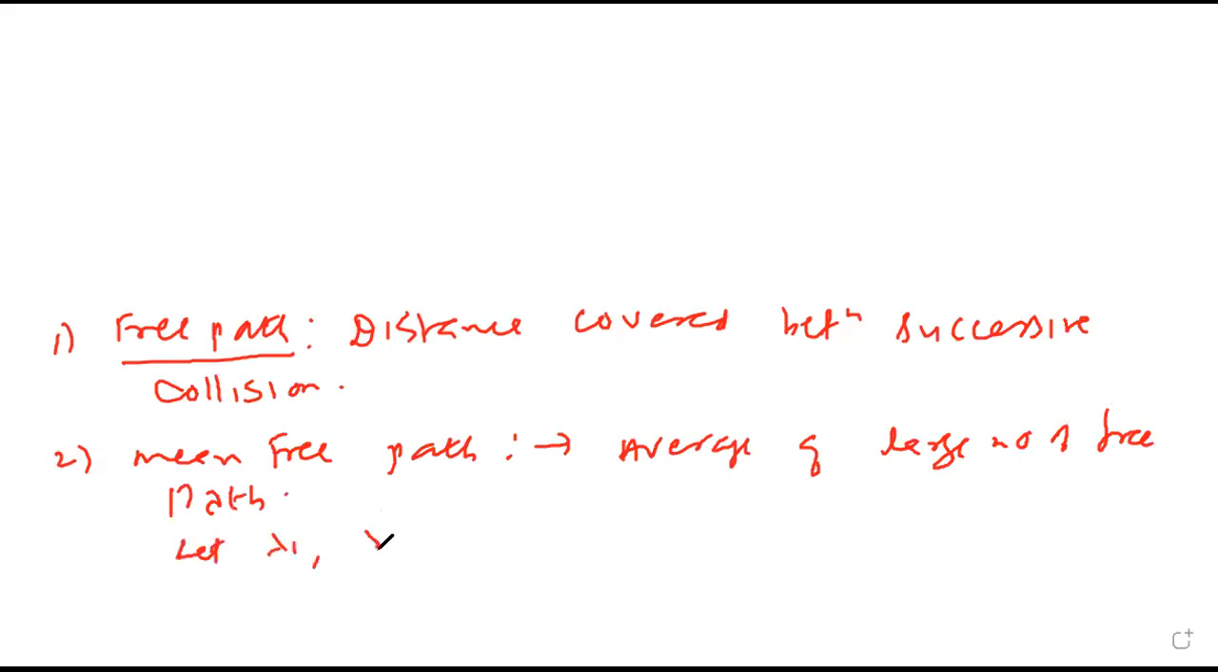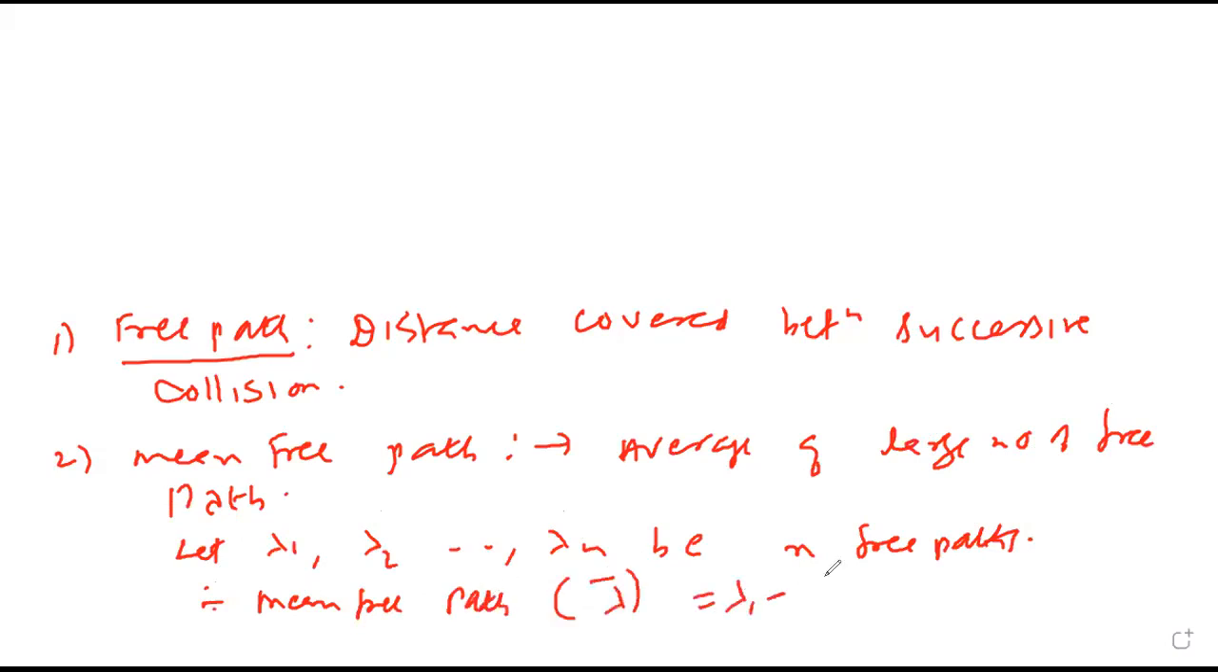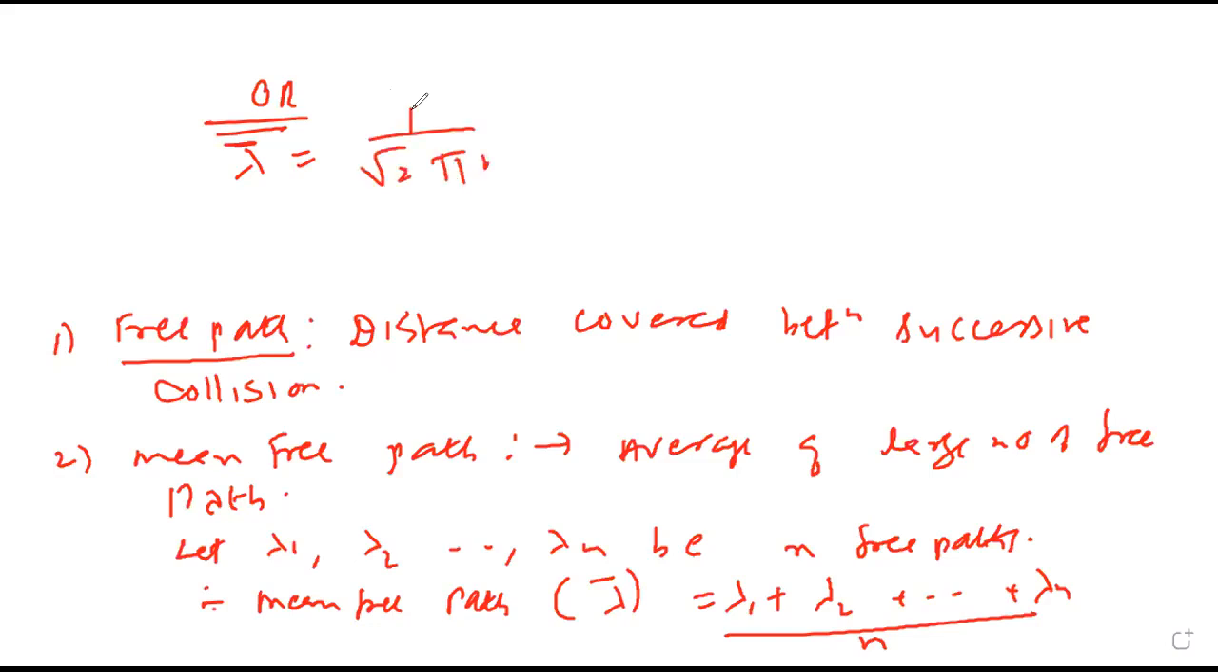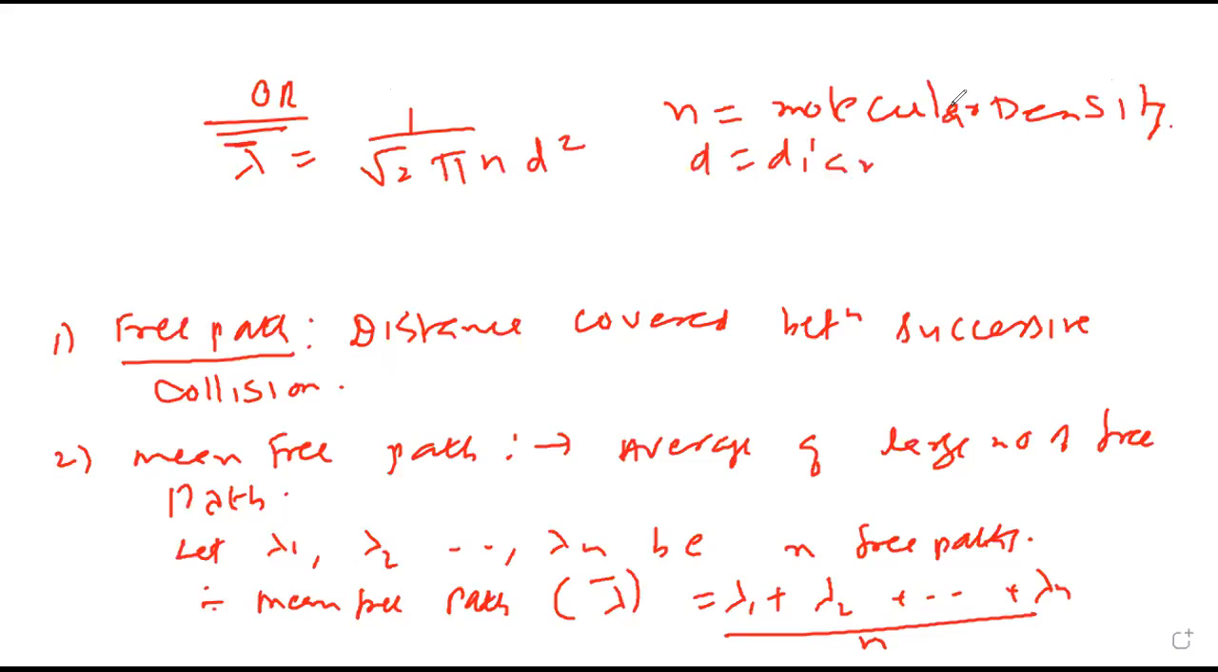Let lambda 1, lambda 2 up to lambda n be n free paths. Therefore, mean free path lambda bar will be lambda 1 plus lambda 2 up to lambda n divided by n. This is very important: mean free path is also given by lambda bar equals 1 upon root 2 pi n d square. n is the molecular density, that means the number of molecules per unit volume, and d is the diameter of the gas molecule. Copy these definitions.